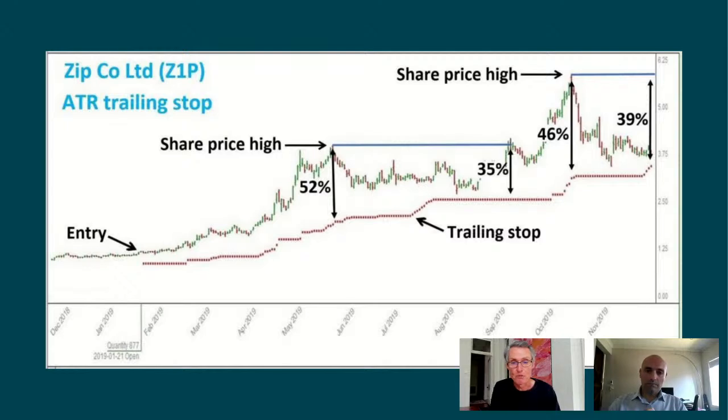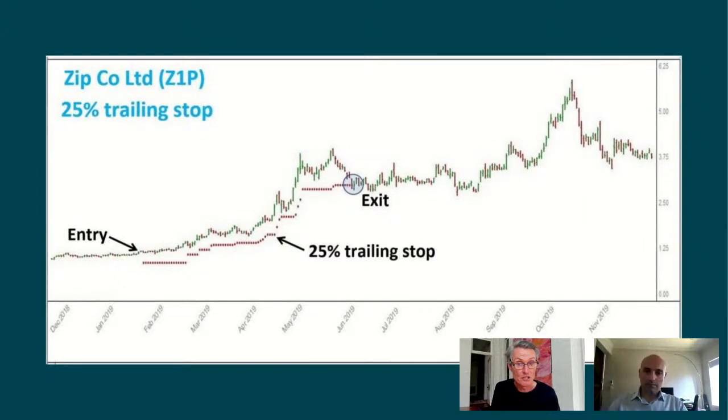Now, just to give you one more, I've got one more chart for you in this series. Now, remember I'd said some people would say, look, this is crazy. Why do you have a 52% trailing stop? Just 25% would be fine. Just use a 25%. And I'll show you what happens. This is why I like the volatility adjusted stops.